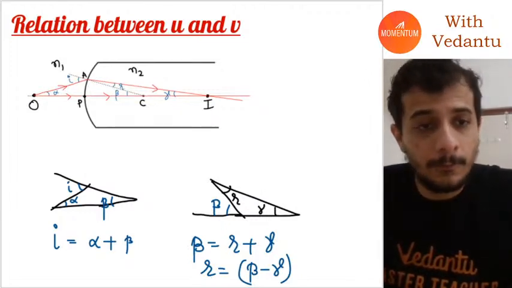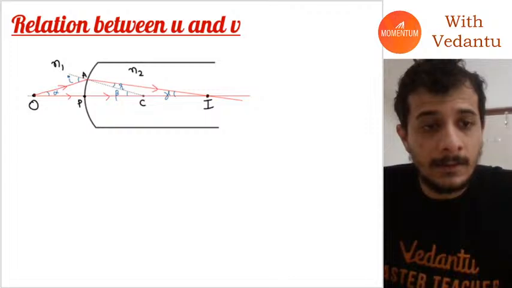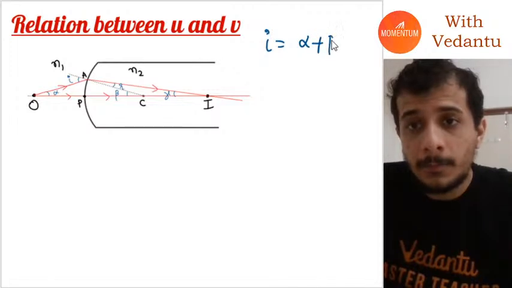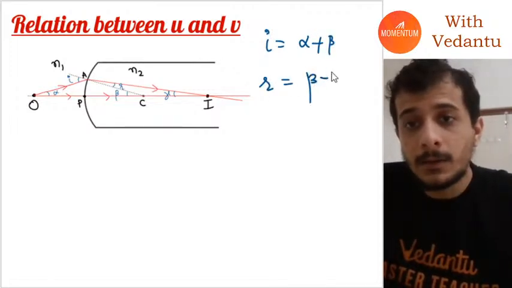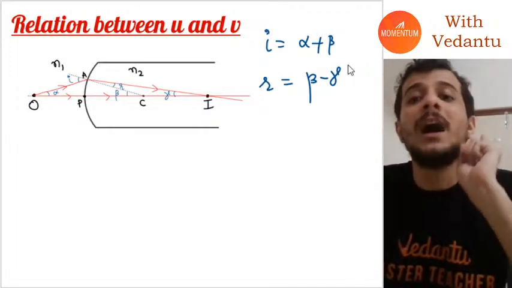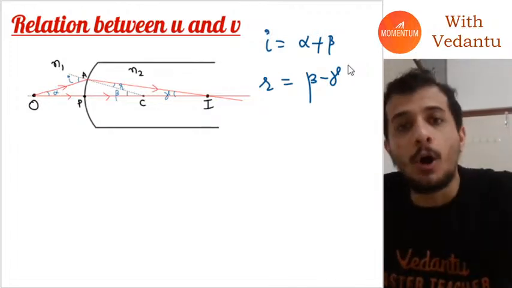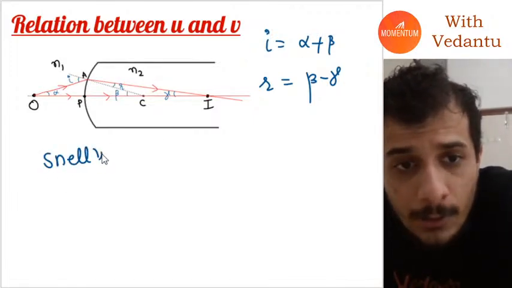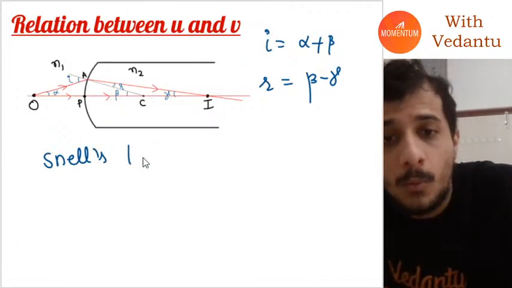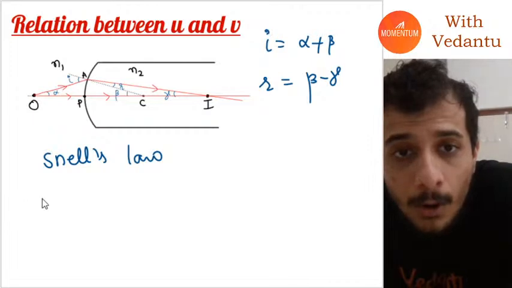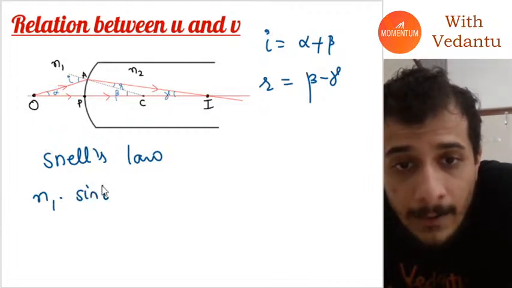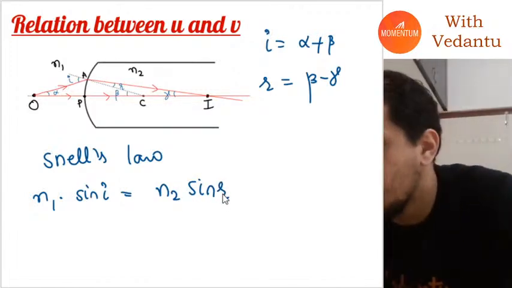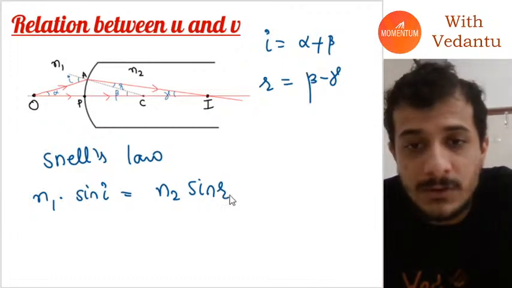So now if you're following me so far, let's go to the next part. I know that I is equal to alpha plus beta and R is equal to beta minus gamma, and I also have something called Snell's law. According to Snell's law, n1 into sine I is equal to n2 into sine R.